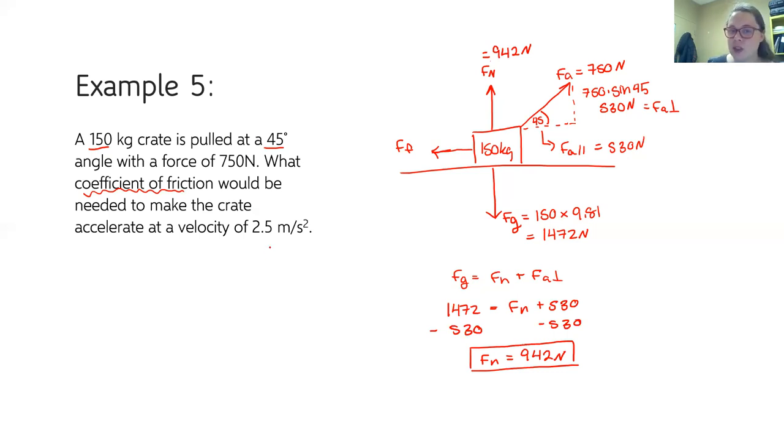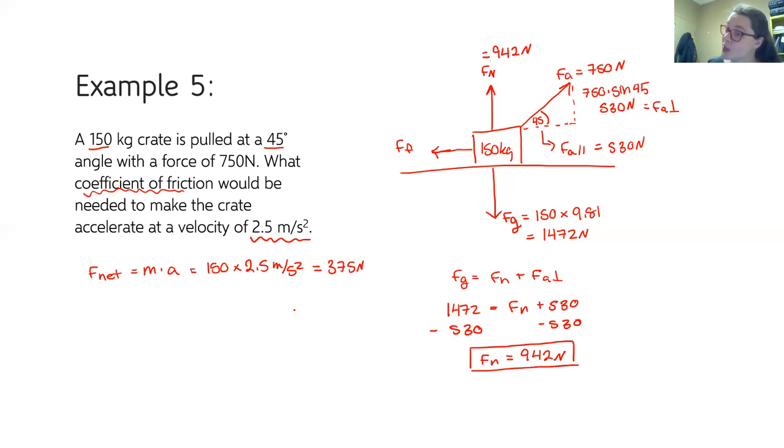Well, if we look back in the question, it did say there's an acceleration. So that means there's a net force. So what is the net force? Well, the net force is equal to mass times acceleration. So I go back and we'll calculate it. 150 times 2.5 gives us a net force that is equal to 375 newtons.